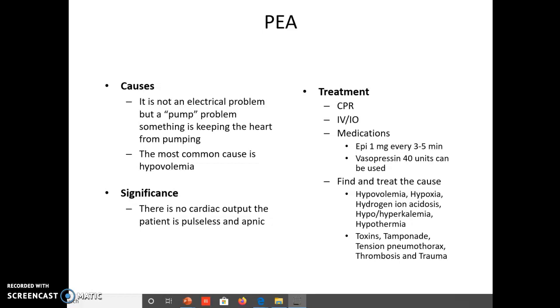Tension pneumothorax, they'll do a needle decompression. Thrombosis, they can go straight to the cath lab. And then, of course, trauma, we would address any trauma issues. If there is an easily treatable cause, there is actually a pretty good survival rate with PEA, unlike asystole. But if you don't have something that you can find and treat the cause, then we're really going to be struggling with this, and we're going to be really limited with treatment. So that's going to end our session for asystole and PEA.